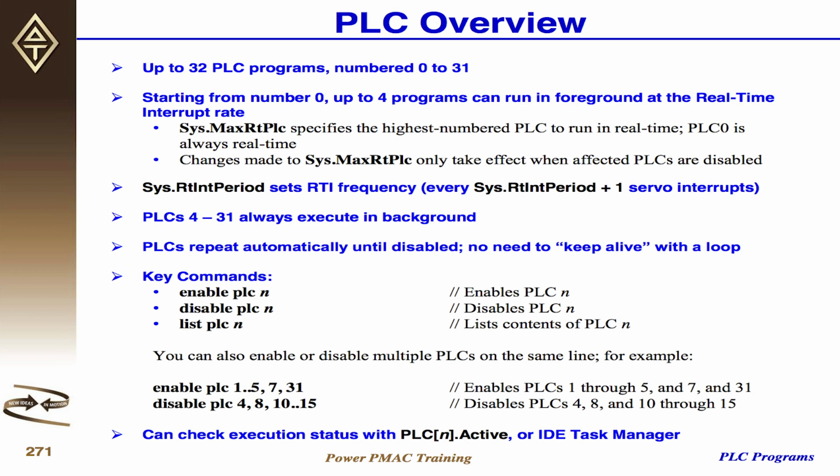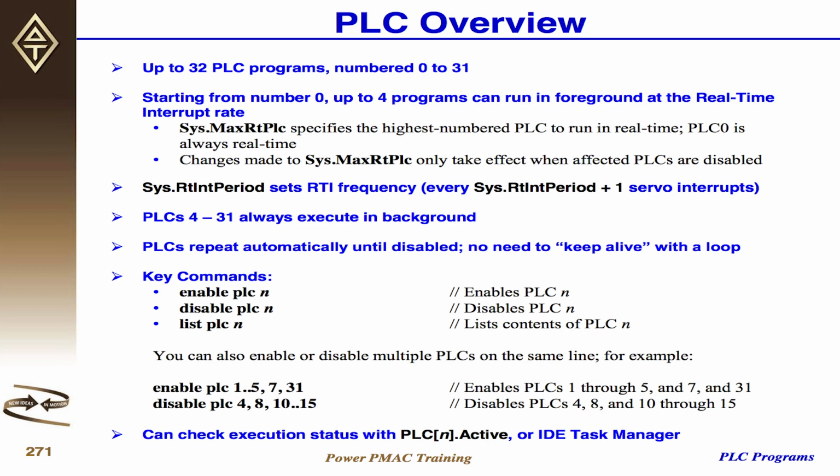You have 32 background script PLC programs that are numbered 0 to 31. Starting from PLC number 0, up to 4 of your PLCs, that is PLCs 0, 1, 2, and 3, can execute in foreground at the real-time interrupt, and you dictate which PLCs can be run in foreground with sys.maxRT_PLC. This is default 0, meaning only PLC 0 will run at foreground rate, but you can increase that up to 3, and then PLCs 0 through 3 will run at real-time interrupt. The other PLCs run in the background cycle.